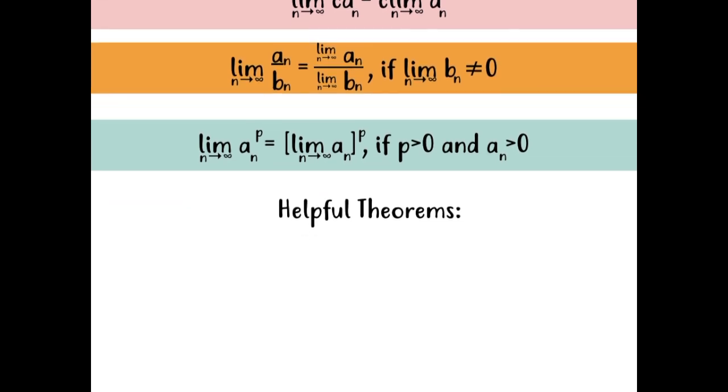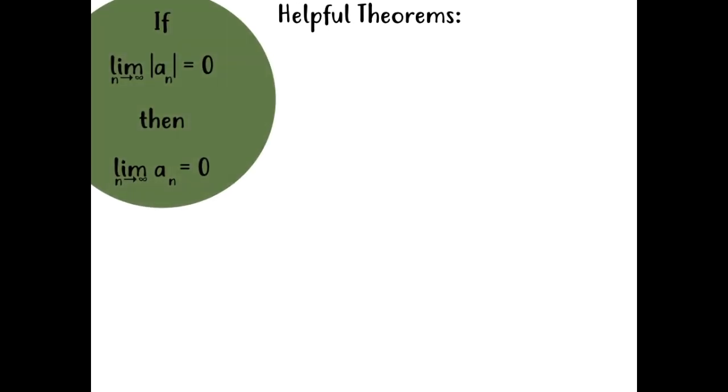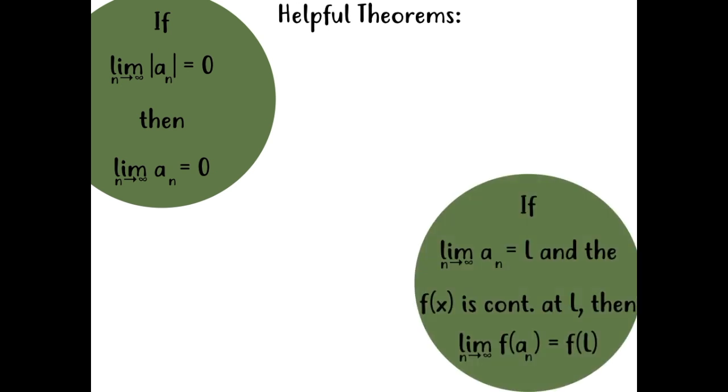There are also some helpful theorems we can use when evaluating our limit. For instance, if the limit as n approaches infinity of the absolute value of a sequence equals 0, then the limit as n approaches infinity of the sequence itself is equal to 0 as well. Another helpful theorem we can use states that if the limit as n approaches infinity of a sequence equals the limit L, and f of x is continuous at that limit, then the limit as n approaches infinity of the function of the sequence is equal to the function of L.